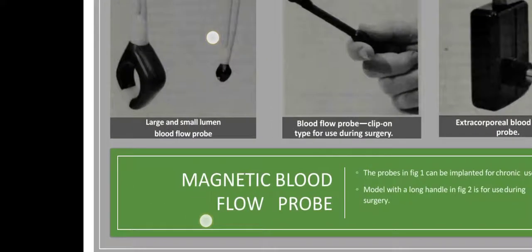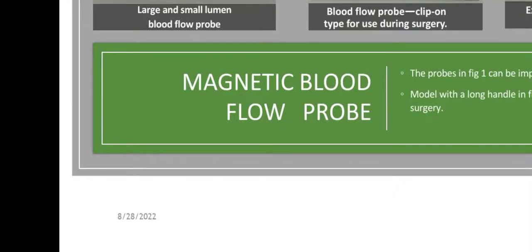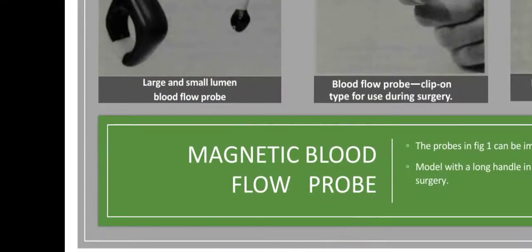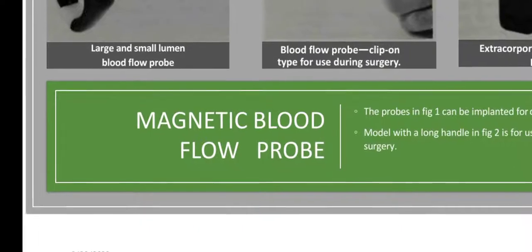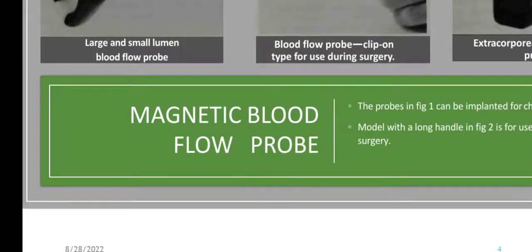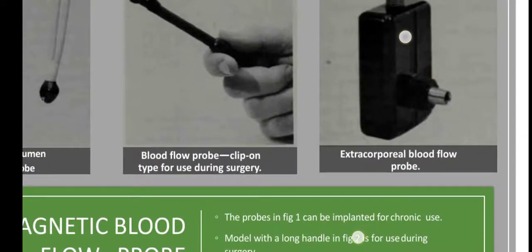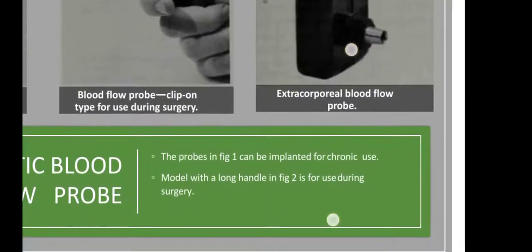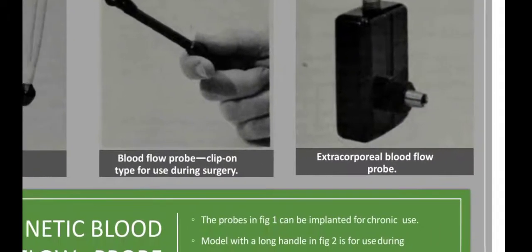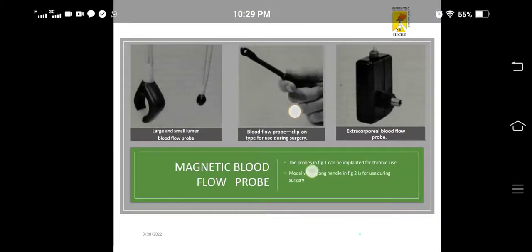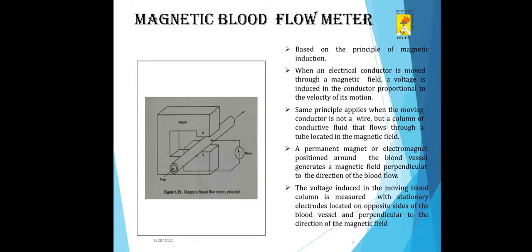So here are some of the magnetic blood flow probes. The first one is a large and small lumen blood flow probe, and the second one is a blood flow probe, clip-on type, used during surgery. The third one is an extra blood flow probe. So see the diagram for the magnetic flow meter.